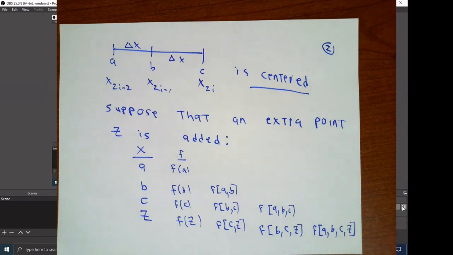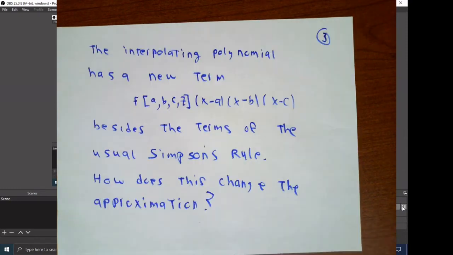When we integrate, the difference between the new method, the one that includes the z, and Simpson's rule will come from that last term. Without actually calculating the divided difference, we will regard that at the moment as some constant. I want to figure out how the new approximation is going to differ from just doing Simpson's rule.